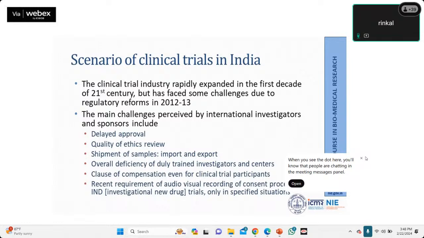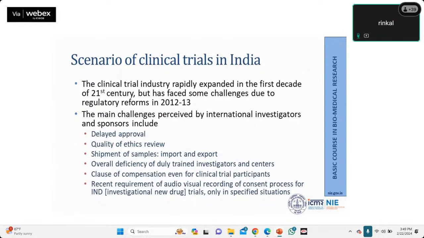Clinical trials have been growing very rapidly for the last 20-30 years or so, and most of the trials were being conducted either by the pharmaceutical companies or by the research institutions. But in the last, say, about 10 years, there are some challenges, like delayed approval or ethical review, or some issues related to samples. I mean, importing and exporting samples from other countries and to other countries.